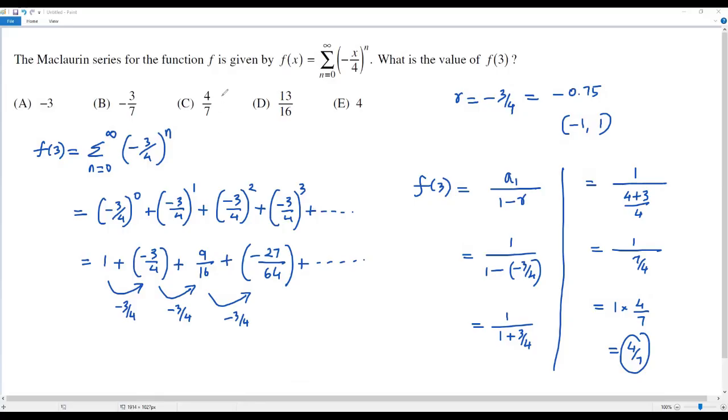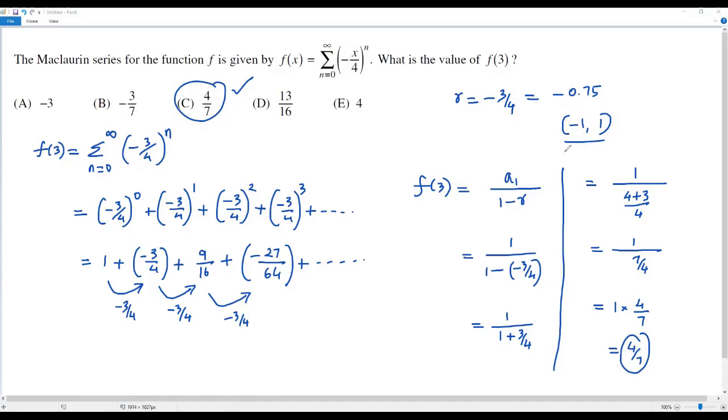I find 4 over 7 in answer choice C. The correct answer choice for this question is C. And here, some students may have a question. I considered the value of r, negative 0.75, in this interval, negative 1 to positive 1. Is it important? Yes, it is important.